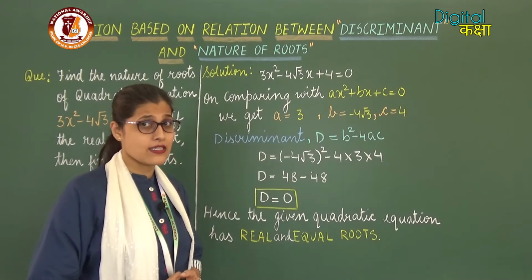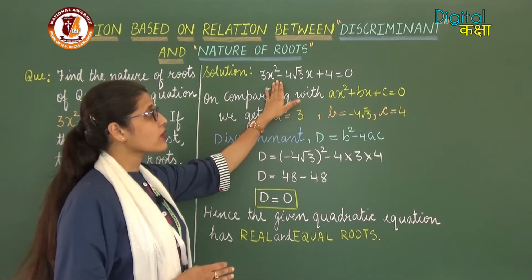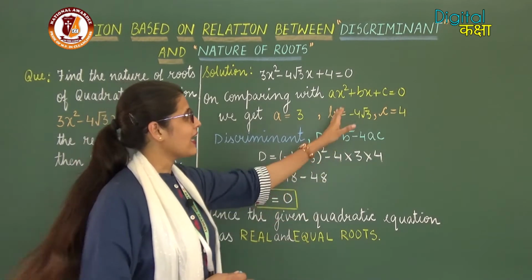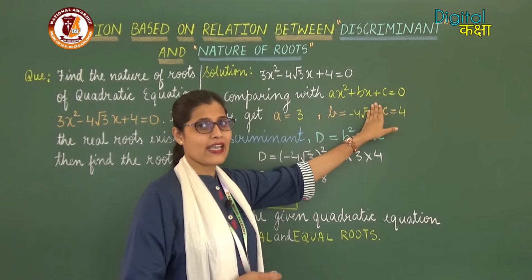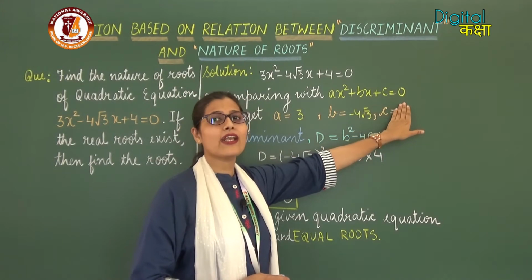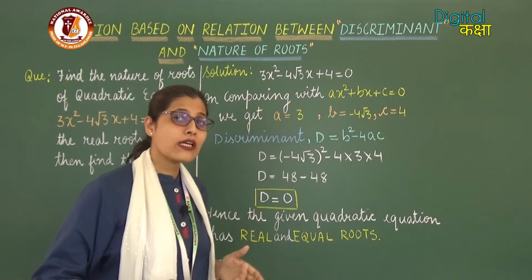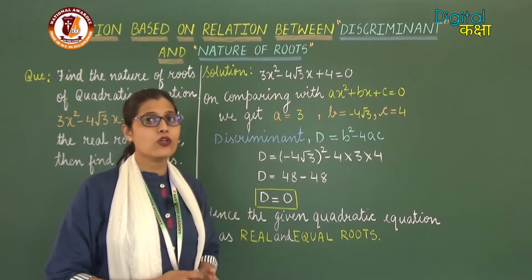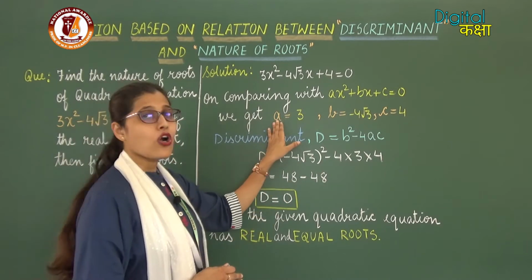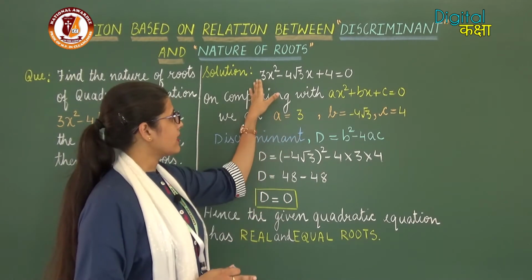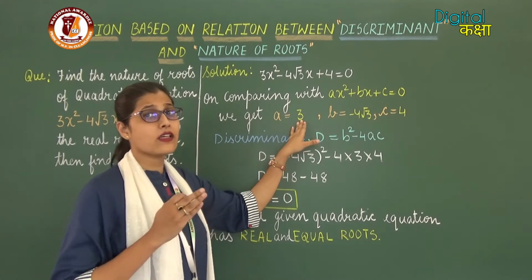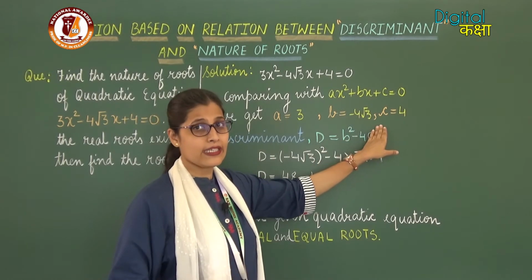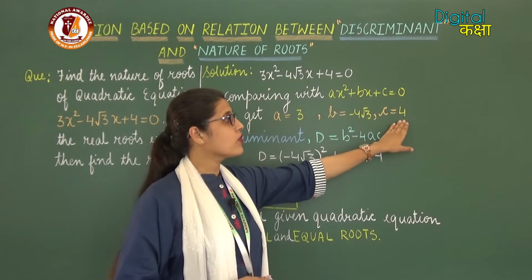So our first step is to compare the given equation with the standard equation, that is ax² + bx + c = 0. On comparing, we will be getting the value of coefficients. So the value of a on comparison will be equal to 3. The value of b will be equal to −4√3 and the value of c will be equal to 4.